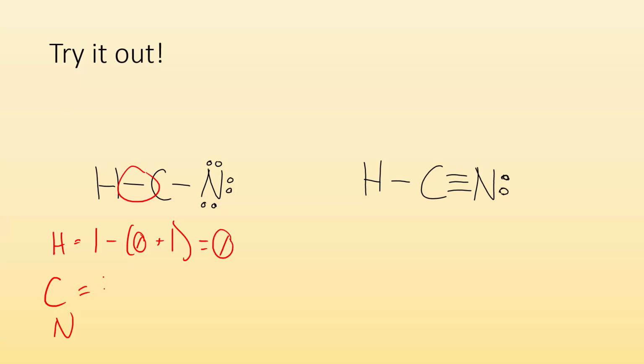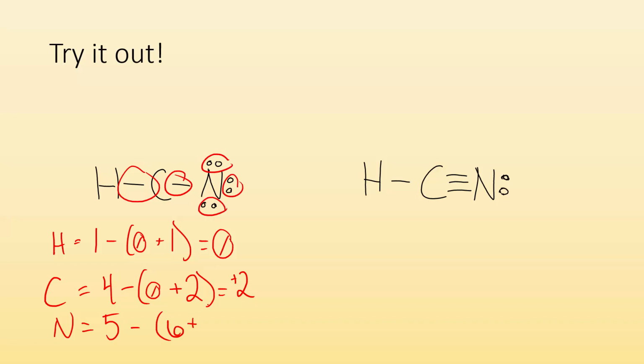All right, carbon, 4 valence electrons minus, well, it didn't keep any for itself, and then shared electrons, well, it's sharing 4 of them, so half of that would be 2. So here, carbon has a +2 charge. And then let's take a look at nitrogen. 5 valence electrons minus, well, it kept 6 to itself.